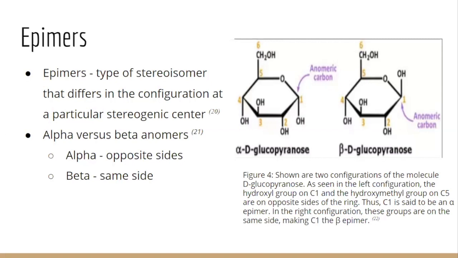As seen in the left configuration, the hydroxyl group on C1 and the hydroxymethyl group on C5 are on opposite sides of the ring. Thus, C1 is said to be an alpha anomer. In the right configuration, however, these groups are on the same side, making C1 the beta anomer.